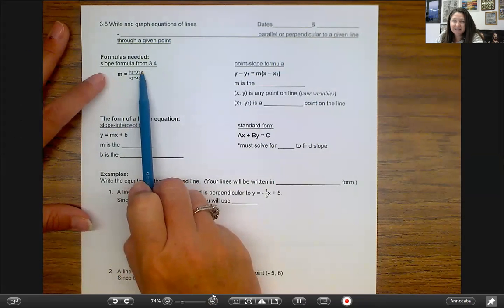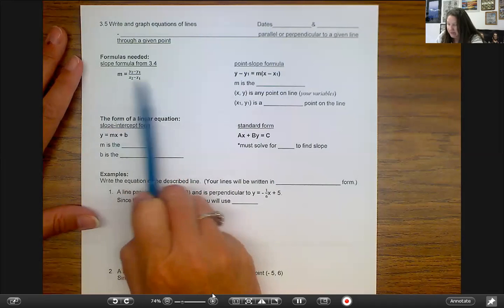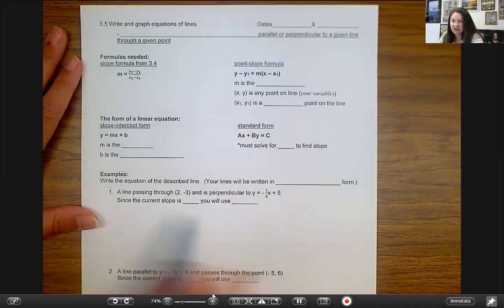Rise, moving up and down, is your y-axis, so always have your y coordinates in the numerator. And your run, just like you're reading a graph or running forward, is your x coordinates. Those will be in your denominator.